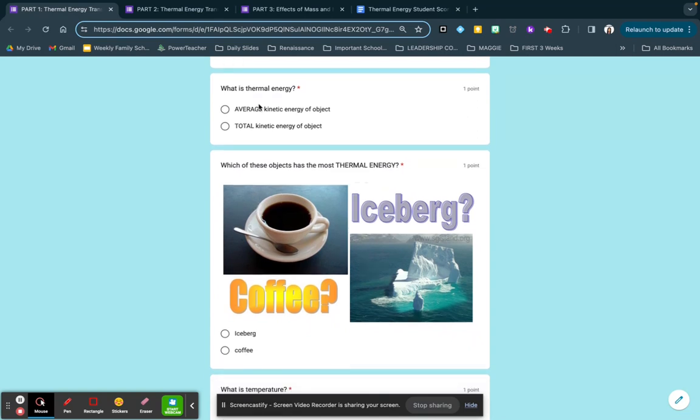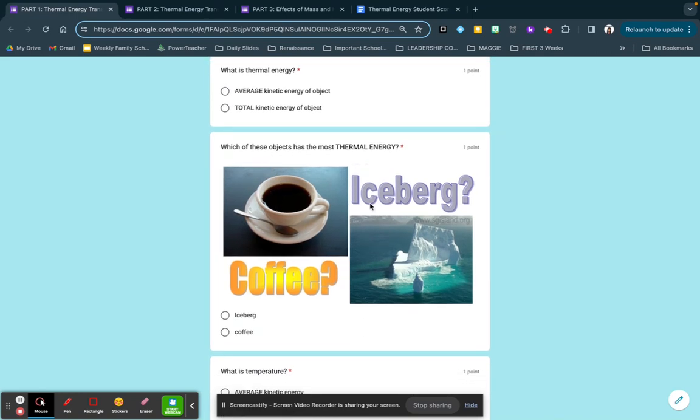All right. So on the first question, what is thermal energy? Is it the average amount of energy in the molecules, or is it the total amount of energy? So if I look at an object, am I just going to take all the energy, divide it by however many molecules there are, or am I going to count up all of the energy total in all the molecules? So thermal energy, which one's that? Average or total?